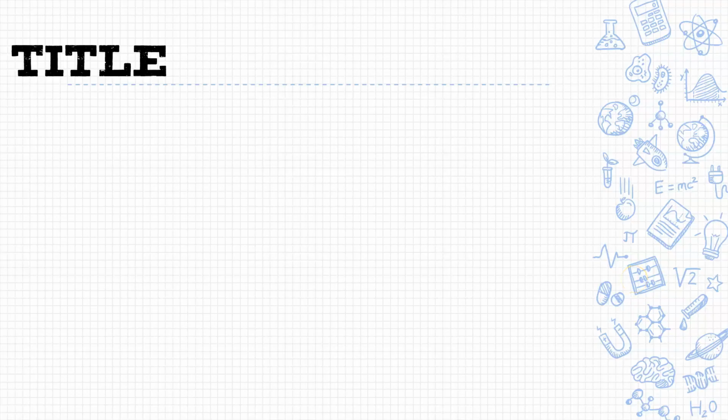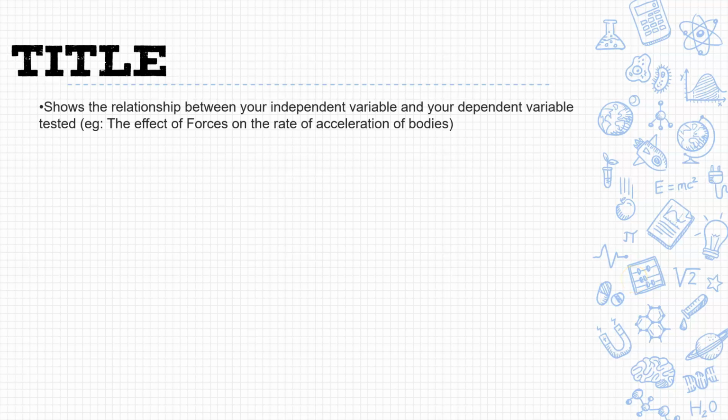Now let's talk about titles. The title shows what the relationship is between the two variables. We're going to talk about variables in a minute, but it should clearly explain what the experiment is doing or what it's for, and it should clearly outline what those two variables are. So for example, we could have a title like the effective forces on the rate of acceleration of bodies.